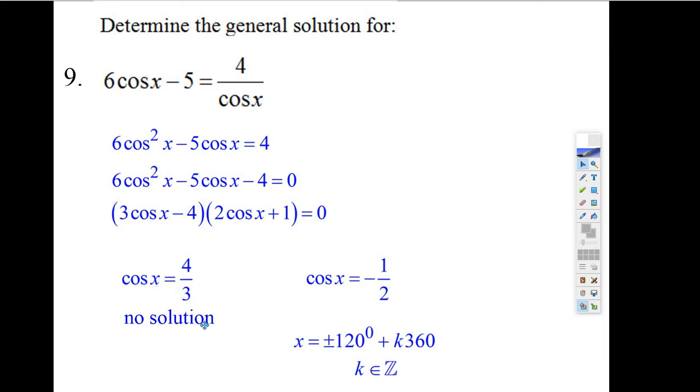Well, but that doesn't work, and your calculator will tell you shift cosine of 4 over 3 is just an error. But for the other factor, if we subtract 1, divide by 2, we'll get cos x equals minus a half. Shift cosine of minus a half, your calculator will say 120 degrees. So it's positive 120 and minus 120. That's the way cos works. Plus k times 360, and k is an element of the integers. And that's it for the next section.